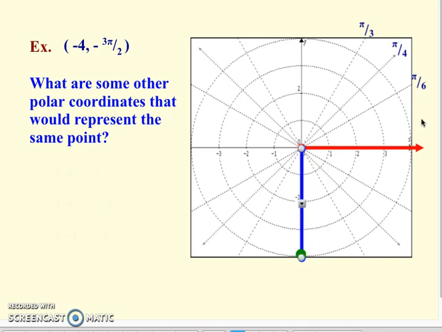The question for you now is, now that I know where that point is, can you come up with some other polar coordinates that would put you in the same exact spot, but using maybe a different theta or changing the sign on the radius? So think about some other possibilities, other ways to get there. Go ahead and take a second to jot some down. I'll light up some of the answers here in a second.